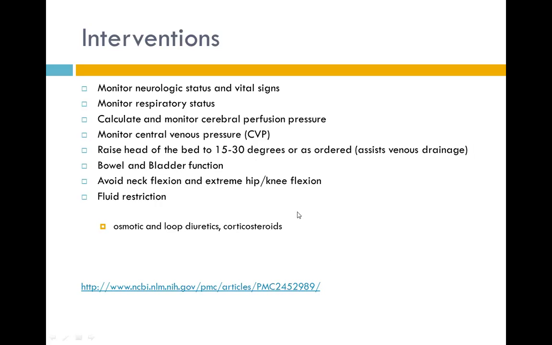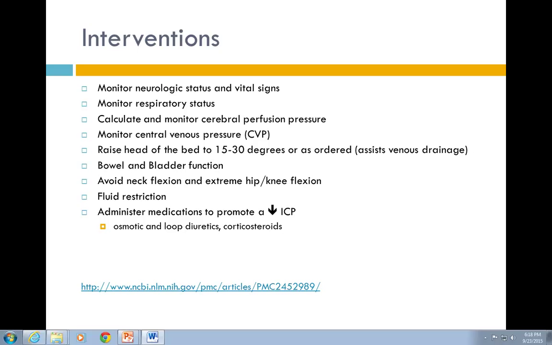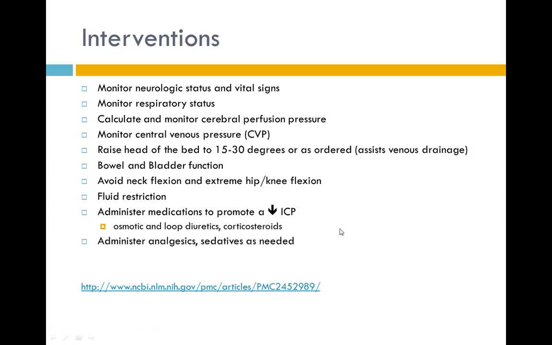Maintain fluid restriction as prescribed, and also if the patient has a drainage catheter via a ventriculostomy, keep the dressing over the catheter clean and dry and monitor for any CSF leakage. Administer medications to decrease intracranial pressure as prescribed. Osmotic diuretics like mannitol and Lasix are commonly used to decrease intracranial pressure. Corticosteroids like dexamethasone may be beneficial, along with analgesics and sedatives.